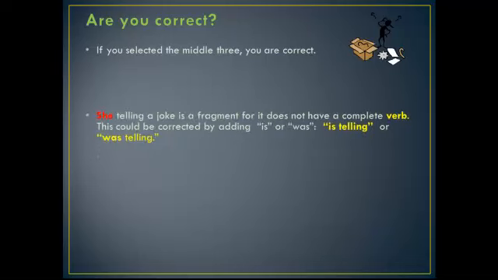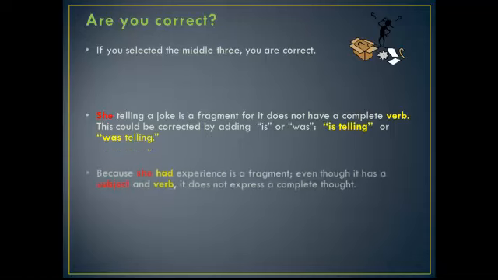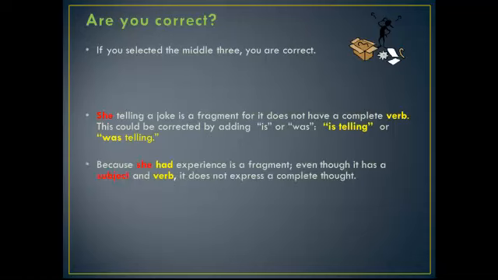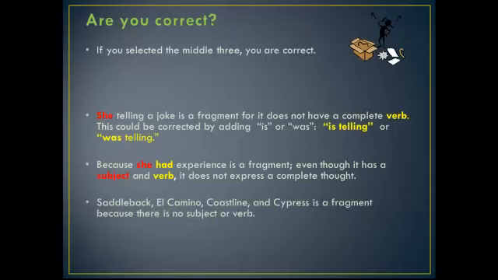She telling a joke is a fragment, for it does not have a complete verb. This could be corrected by adding is or was: is telling, or was telling. Because she had experience is a fragment. Even though it has a subject and verb, it does not express a complete thought. Saddleback, El Camino, coastline, and Cypress is a fragment because there is no subject or verb.